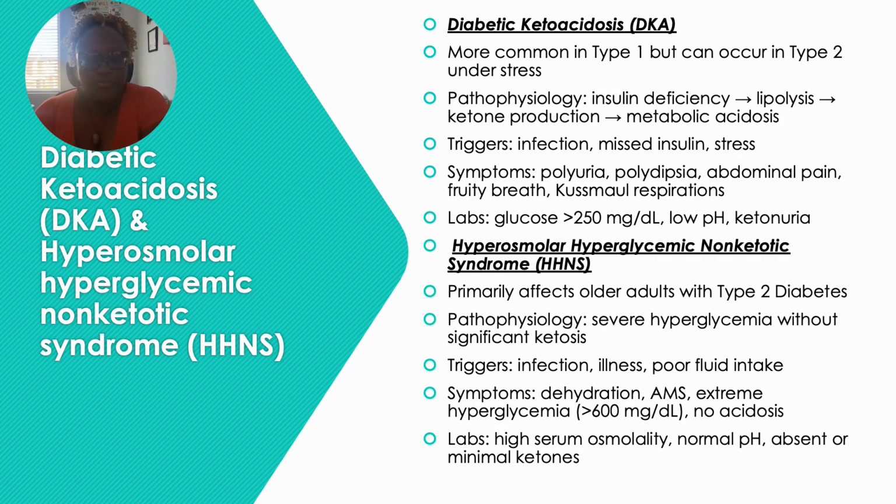What are some of the symptoms our patients might present with? Dehydration, altered mental status, extreme hyperglycemia. We will see upwards of 600 milligrams per deciliter. No acidosis with this one, and I want you guys to look that up. Why is that? With HHNS, there is no acidosis, versus with DKA, you have that metabolic acidosis. What are the labs we're going to be looking for? Serum osmolality. The pH is going to be normal. Absent or minimal ketones.